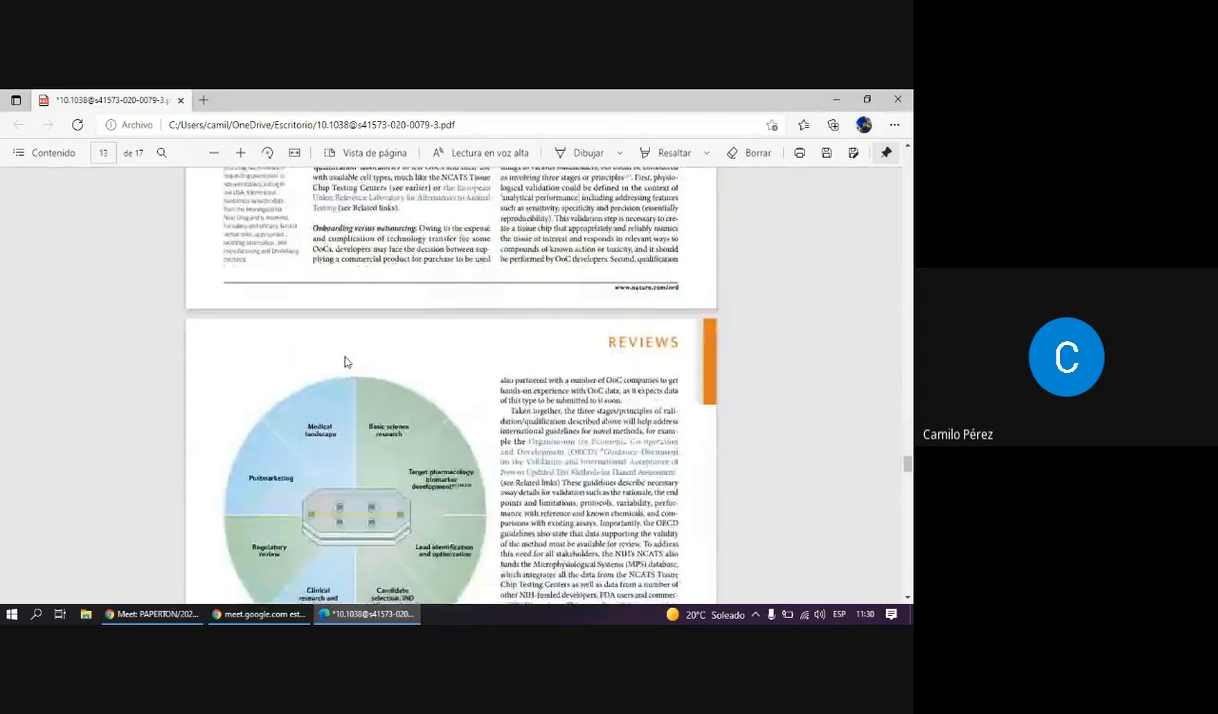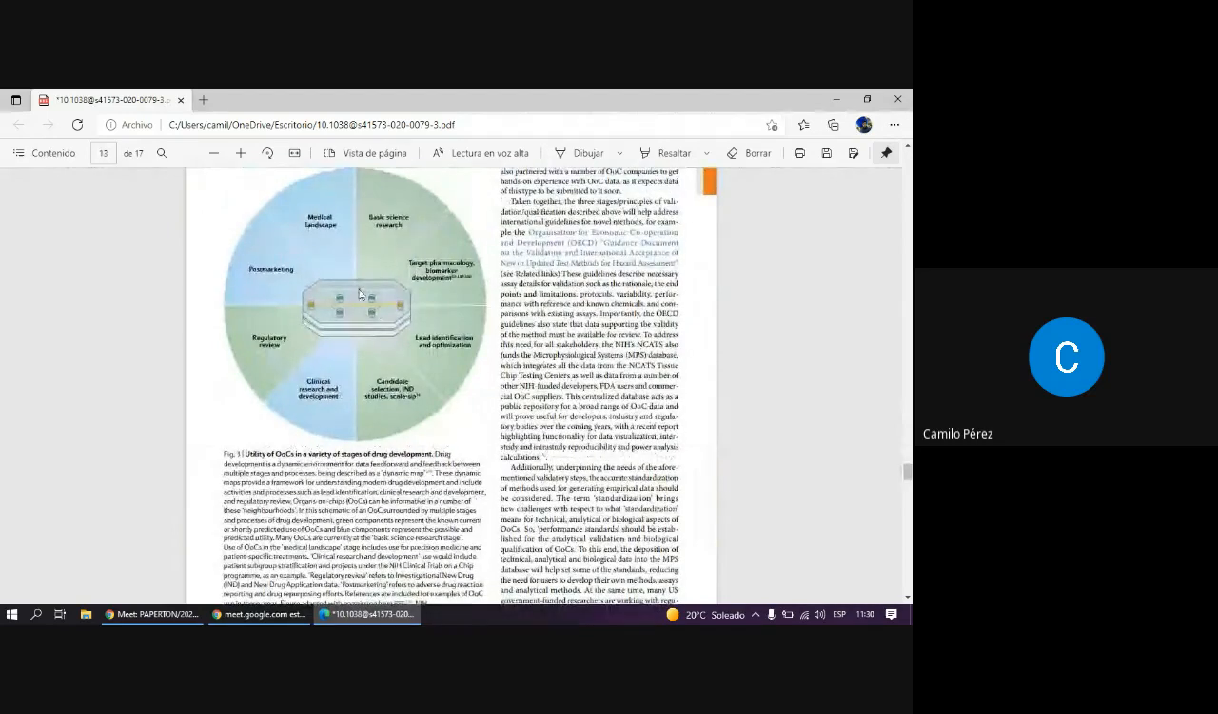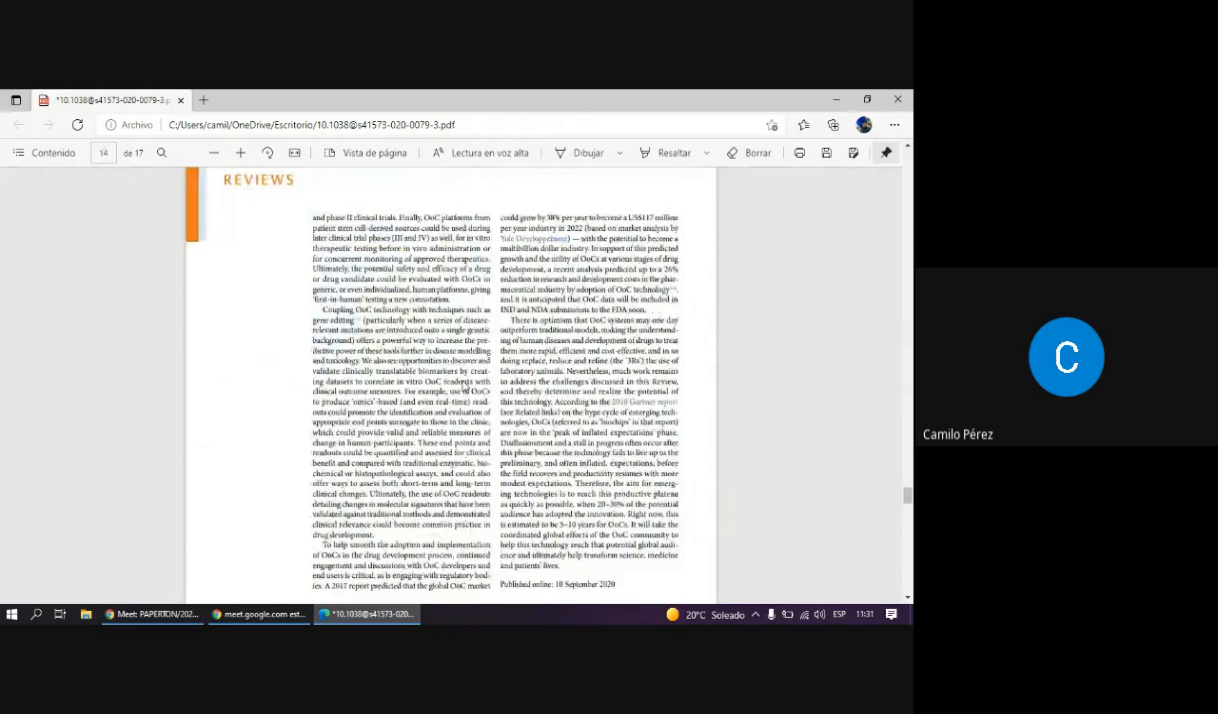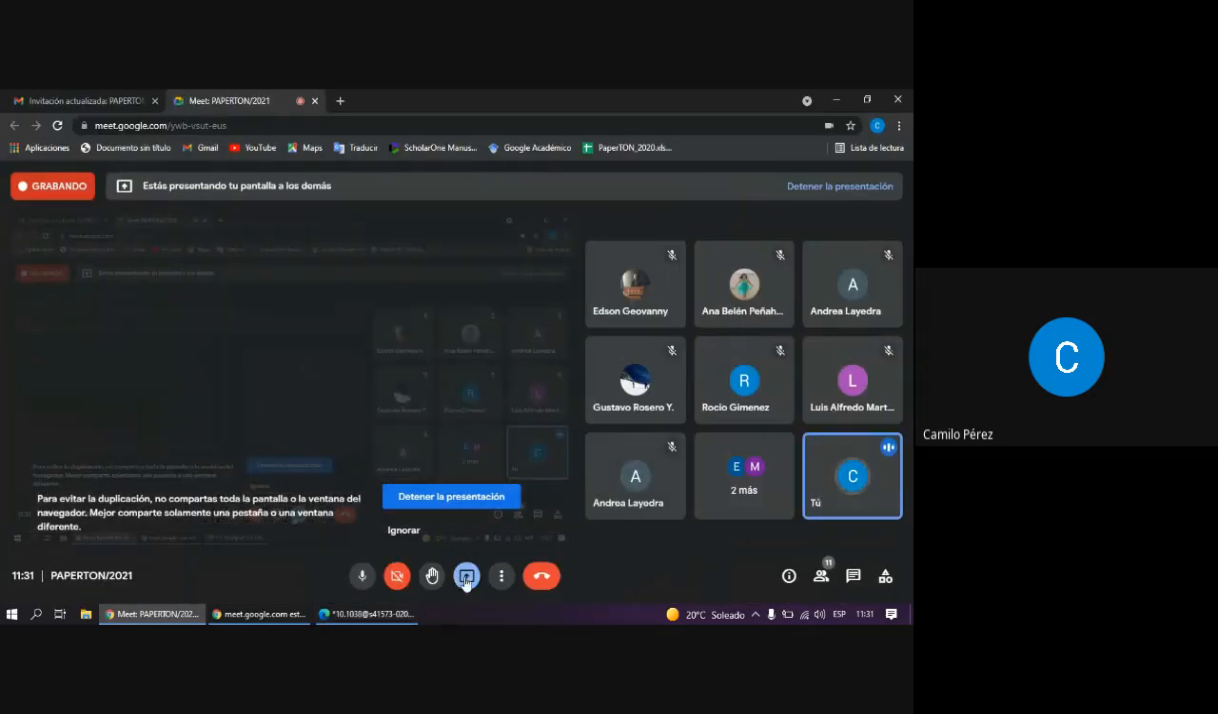Also, you can see the different uses for micro devices, or construct the different strategies and technologies to make these micro devices, for example in the medical landscape, basic science research, and different clinical trial development, and the many applications that in the next decade will revolutionize how we make these experiments. Okay, that is all. Thanks.